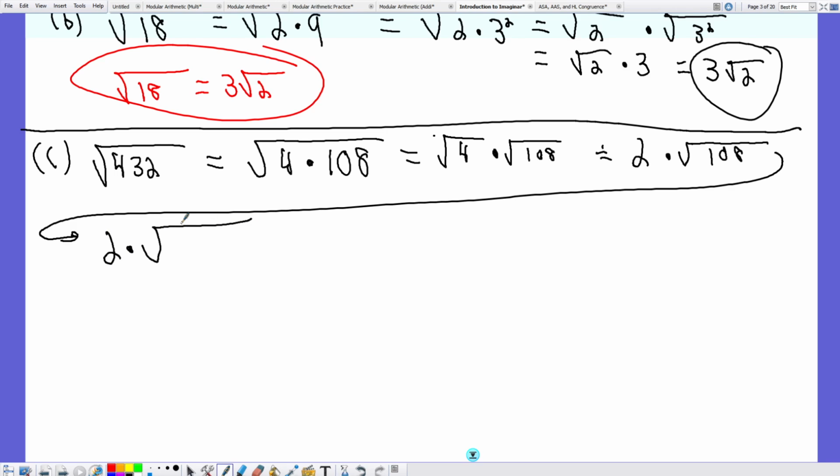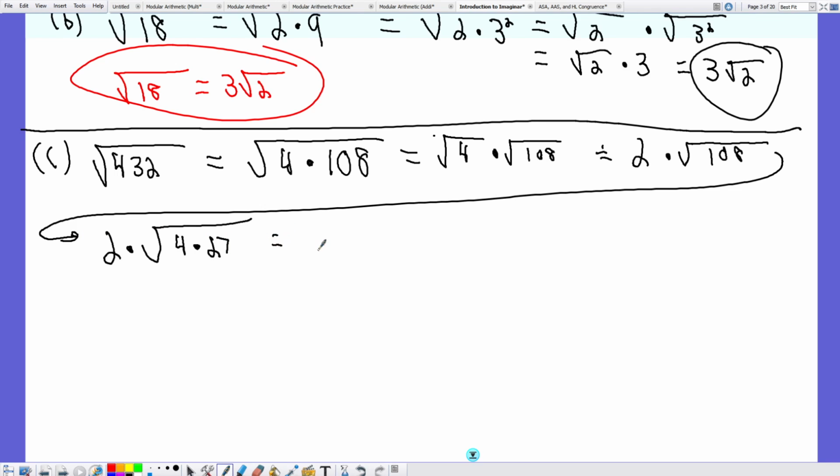Now 108 is also going to be divisible by an even number. And I know personally I like to try out 4 first if it's an even number, because it'll help break things down faster than if I split it up into 2. But let's do, if we divide by 4, it would be 4 times 27 to get us 108.